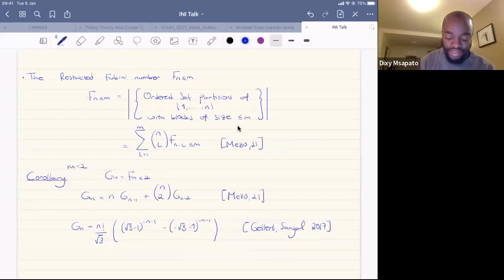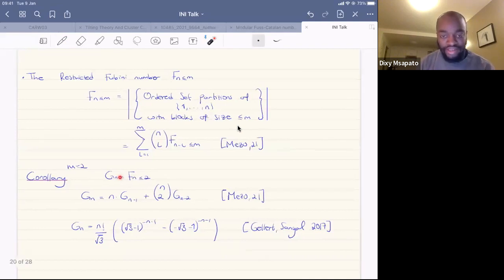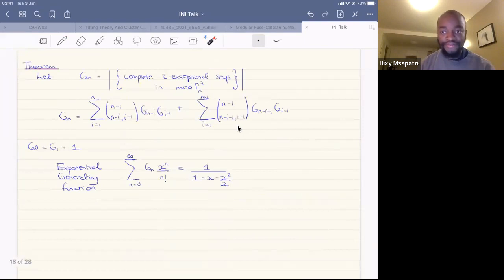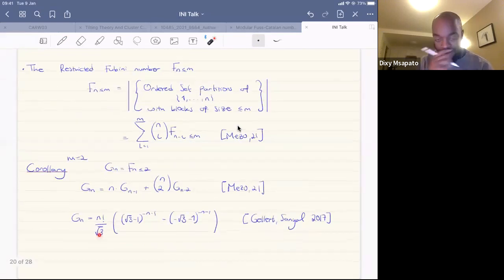So we get the following results for free, essentially. So first of all, our G_n is going to be equal to F_{n, ≤2}. So we now have a new recurrence for G_n from Mező, and this is quite different to the recurrence I showed you originally, I'm sure you'll agree, which is this one here. And we also get a closed formula for free due to Gallet and Sangel, 2017.